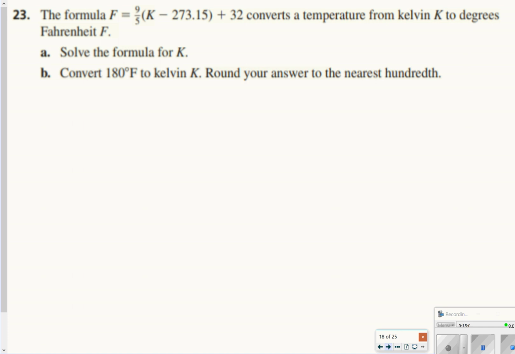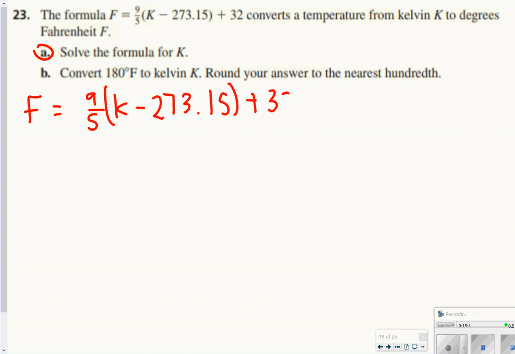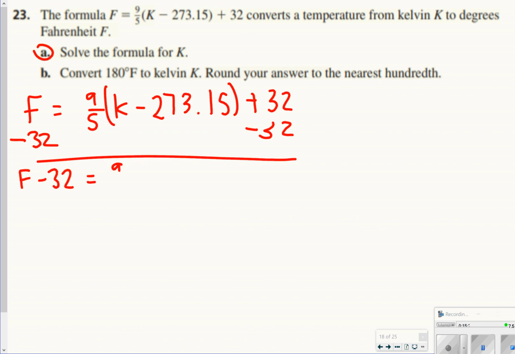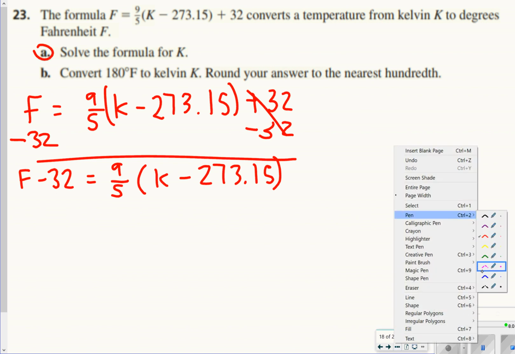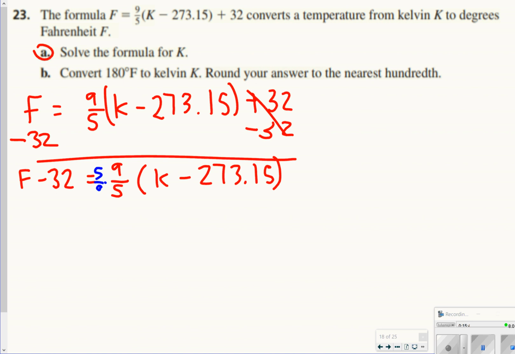For 23, we're solving the formula for k. So this one will start off with F is equal to 9/5, parentheses K minus 273.15, plus 32. First thing I'm going to do is subtract 32 from both sides. So I'm going to get F minus 32 is equal to 9/5, parentheses K minus 273.15. And then I'm going to multiply, I'm going to do this in a different color here, by 5/9 on both sides.